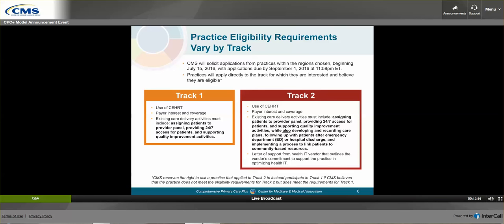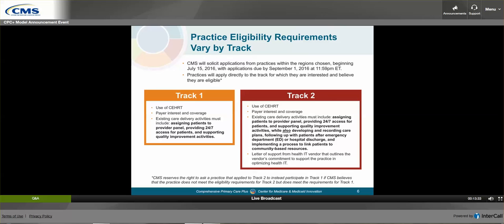Practices applying to each track must demonstrate the use of certified EHR technology. They must have sufficient payer involvement in the model to cover the majority of their practice population. And their existing care delivery activities must include assigning patients to a provider panel, providing 24/7 access for patients to reach the practice and for the practice to have access to the electronic record during those contacts, as well as supporting quality improvement activities.